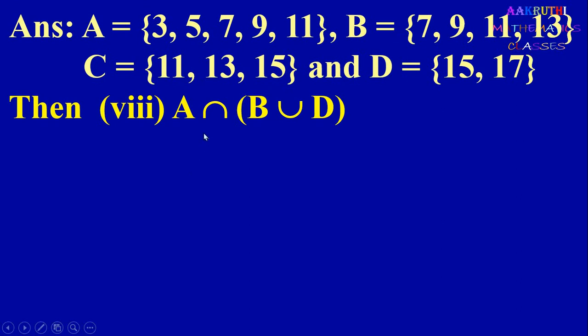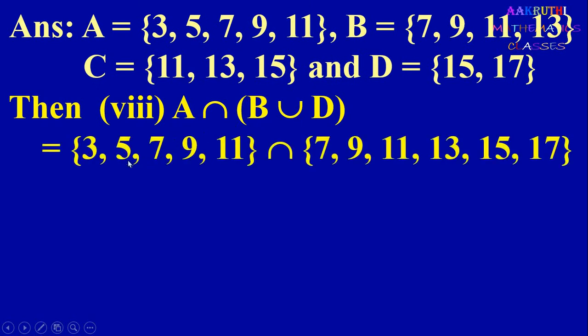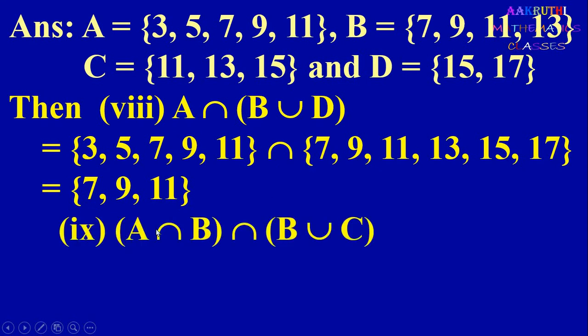Next question, it is A intersection (B union D). What is A intersection B union D? First you find B union D. Then you have to take intersection with A. Write A as it is, that is 3, 5, 7, 9, 11, intersection B union D. Write all these elements together, it is 7, 9, 11, 13 and 15. Now what are the common elements? So common element is only 7, 9 and 11 here. So that is intersection.